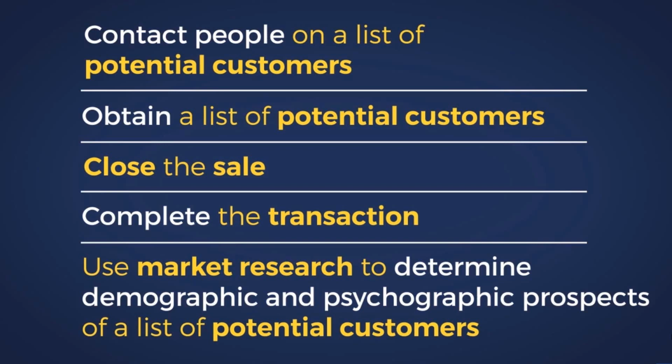Can you put this particular list in order? Let's walk through this one. First, we need to obtain a list of potential customers. Second, we need to determine, through research, which potential customers to target. Third, we need to contact the potential customers. And fourth, we close the sale. Fifth, we complete the transaction.